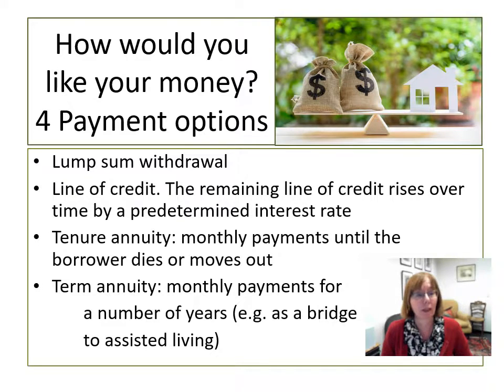You can also take out a line of credit. And that's interesting because you can take that line of credit now, and then when you need it, you can tap into it. And what you haven't used, the value of what you haven't used, rises over time by a predetermined interest rate. So your line of credit actually grows against the house. And then there are monthly payments or annuities, either a 10-year annuity that is a monthly payment that's guaranteed for life, or a term annuity, monthly payments for a specific period of time. But the next slide illustrates that better.